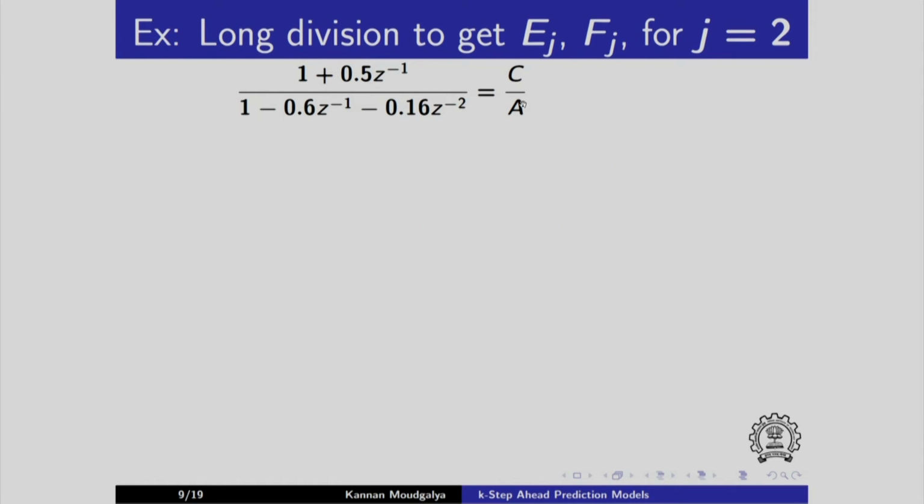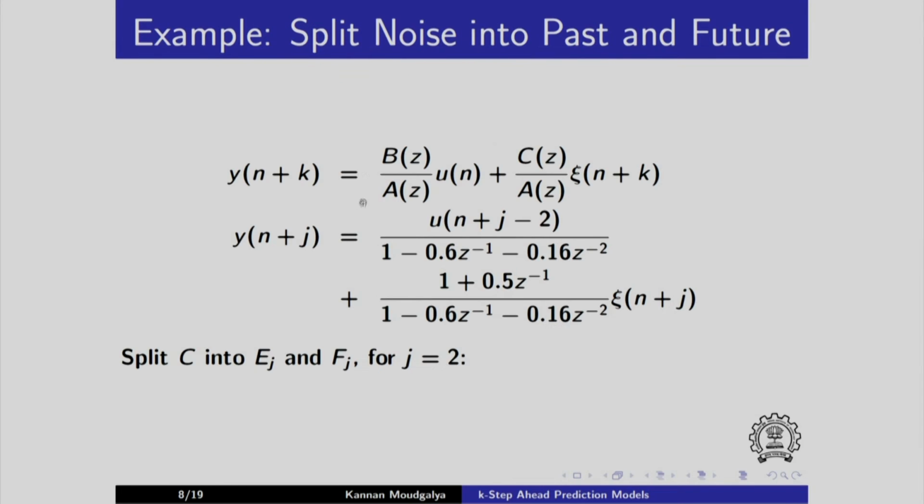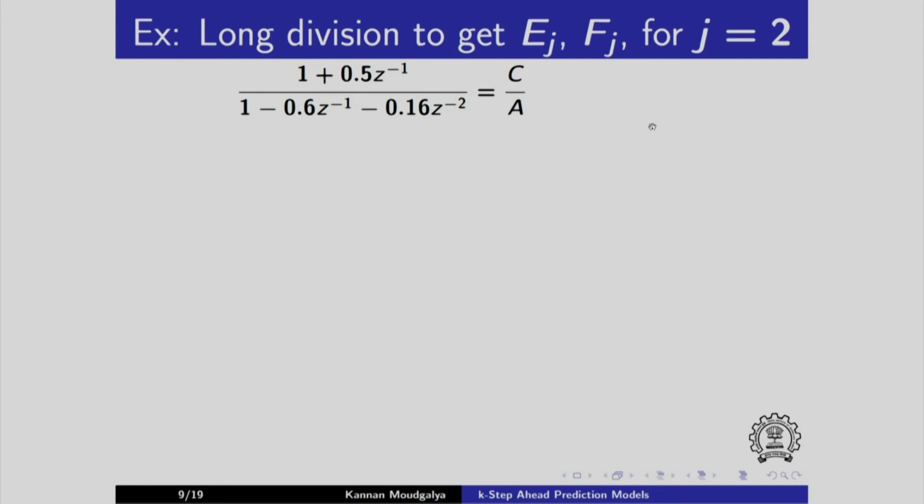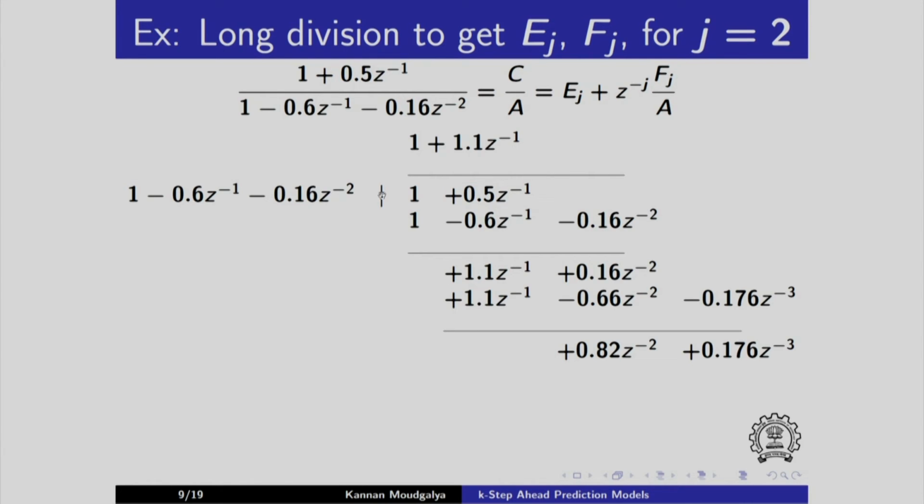So let us divide by A. Okay, C is given here, 1 plus 0.5 z inverse, and A is given here. So we want to take only this fraction and then divide this into Ej plus z power minus j into Fj by A. I have done it by long division. It is straightforward. Let us just go over that.